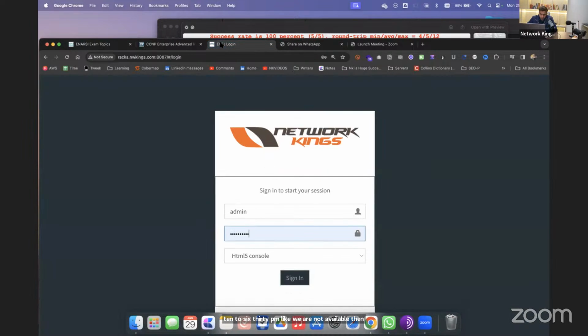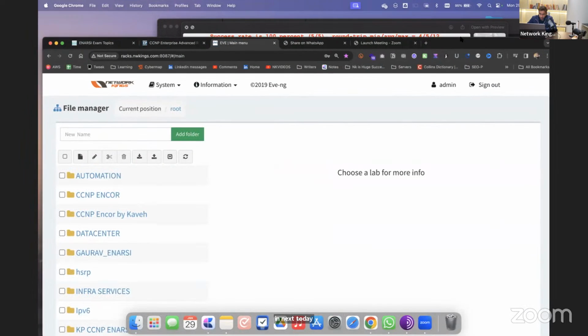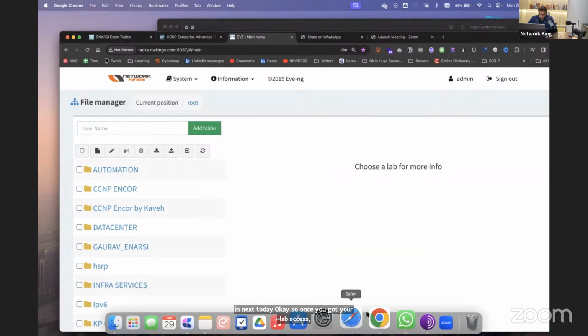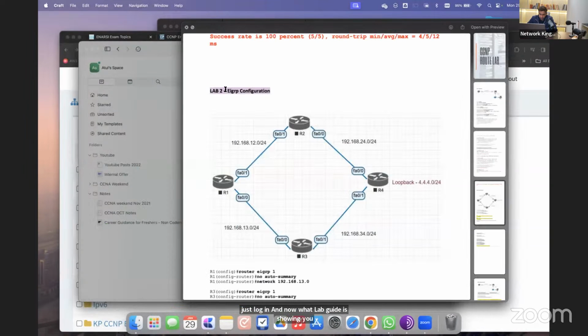Once you get your lab access, just log in. And now, what the lab guide is showing you, you can see lab 2, lab number 2.